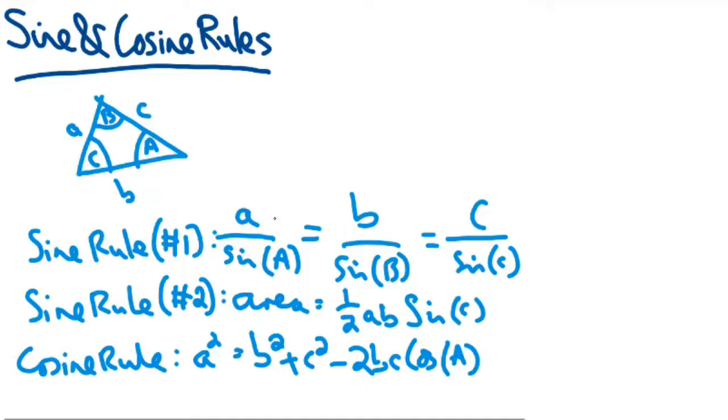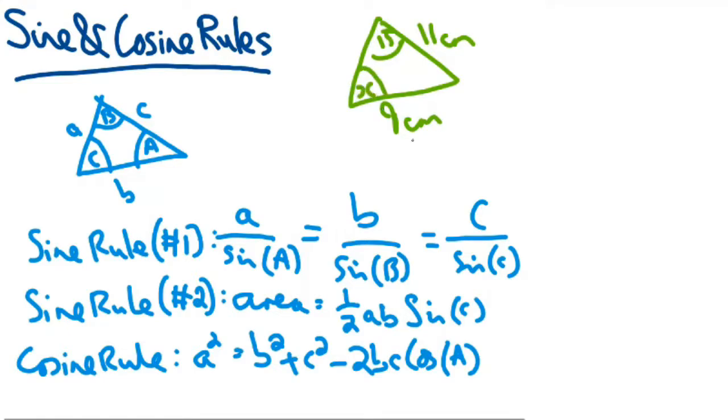Alright, so if those are the rules, let's go through some examples so we can see how they're used. If we draw out a triangle, let's say this angle here is 15 degrees, this has a side length of 11 centimeters, this has a side length of 9 centimeters, and we don't know this angle here, x. So we know two sides, we know an angle, and we want another angle. For this, we're going to be using the first sine rule.